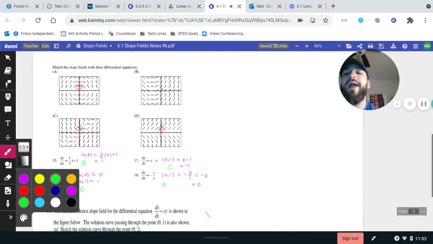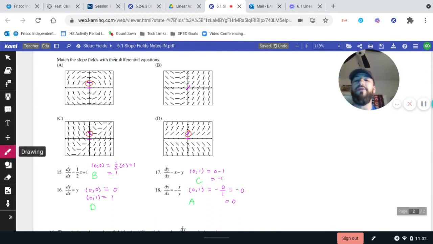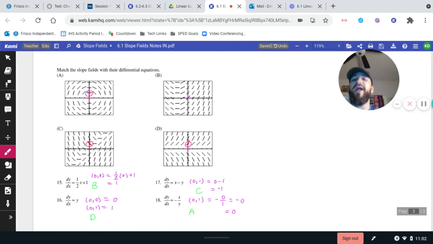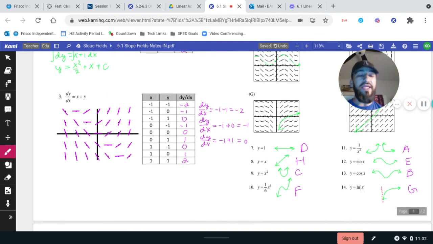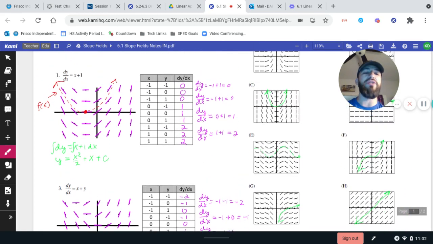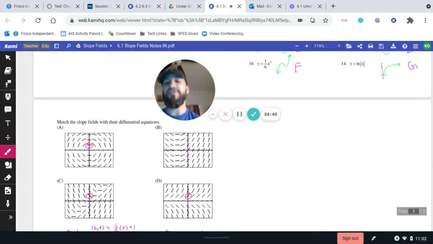So I like these ones a little bit better when you're matching a differential equation with the slope field because you don't have to know or be able to picture the graph. You can just plug numbers in and match those slopes up. So for matching the differential equation to the slope field, plug the numbers in and match those slopes to the pictures. For matching the equation, if you need to, you can derive these and get the differential equations to plug in numbers. But if you can picture the graph, then you can just match the graph to the slope field.